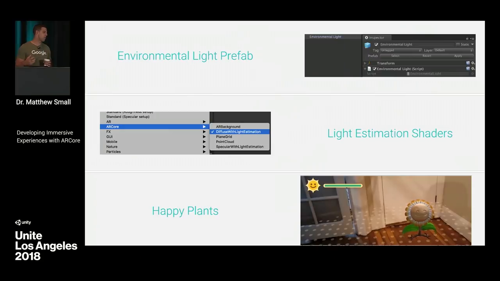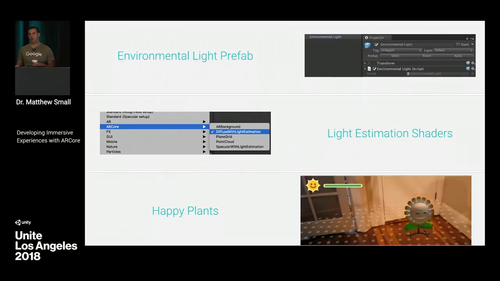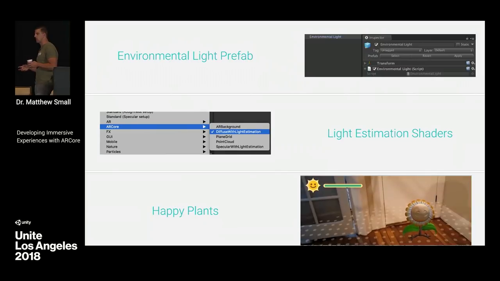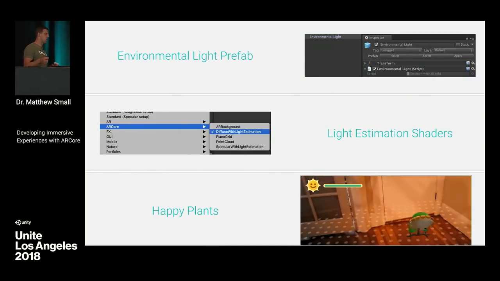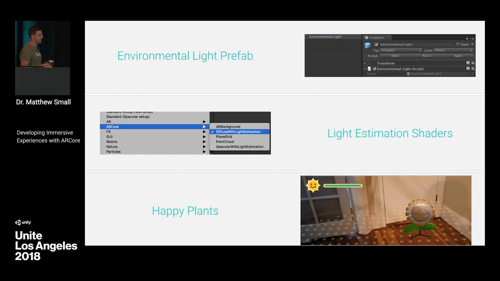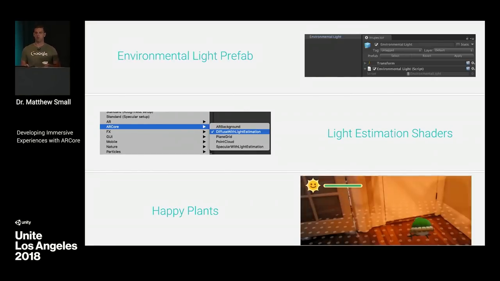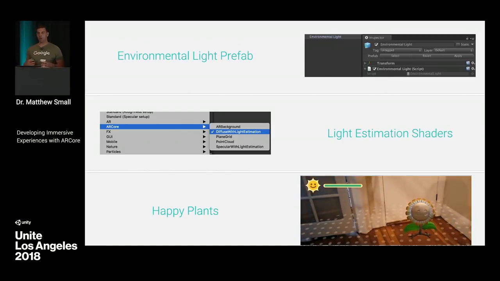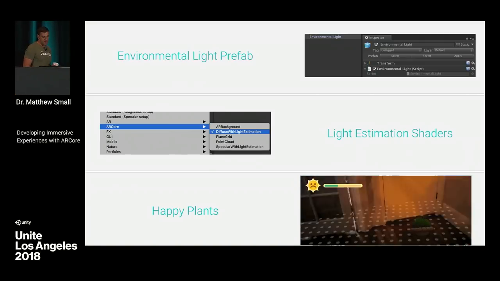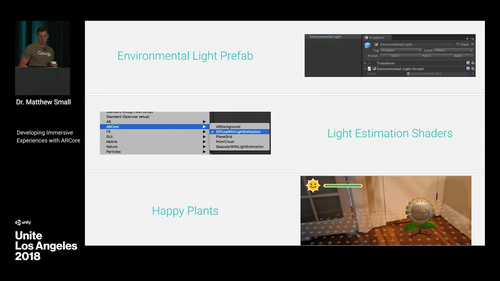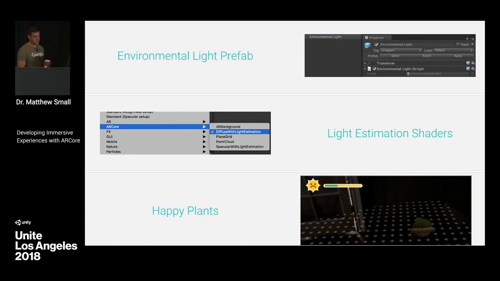What a developer will do to use this mechanism is drop the environmental light prefab in their scene, which is going to read that lighting estimation data each frame and apply it to global shader constants that the ARCore shaders we provide with the ARCore SDK are able to take in each frame and apply to the model that you've attached that shader to. So that's that middle part of the slide. And you can write your own shaders around this as well using those values that are set by the ARCore lighting prefab. Developers then can use the shader, like in this scene, to create happy plants.